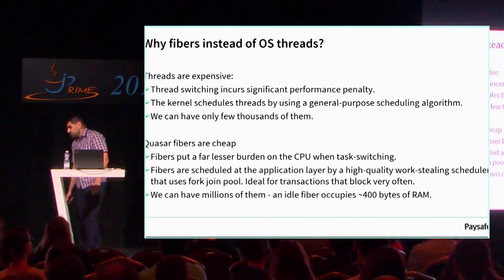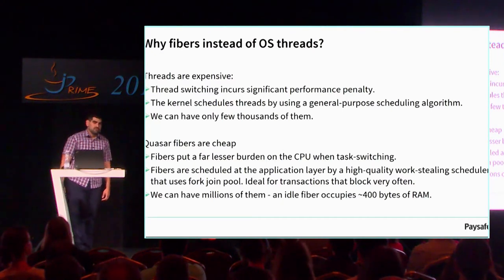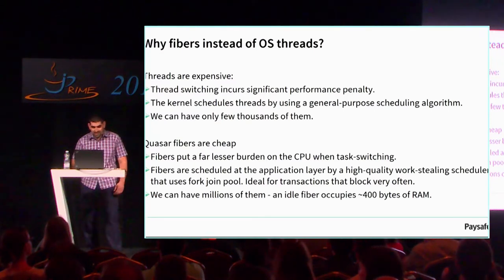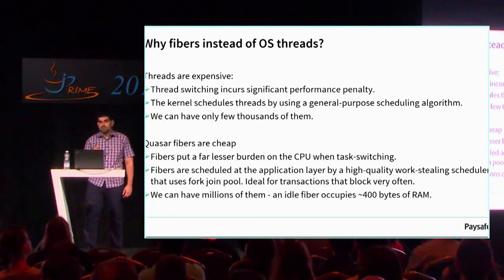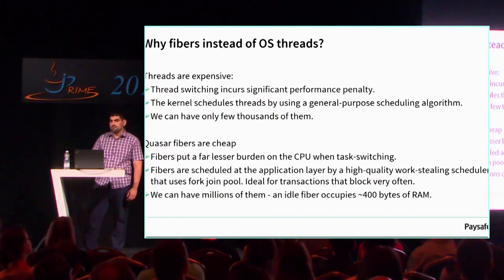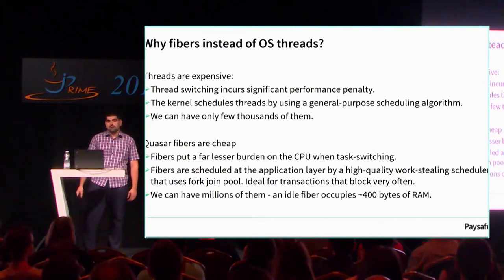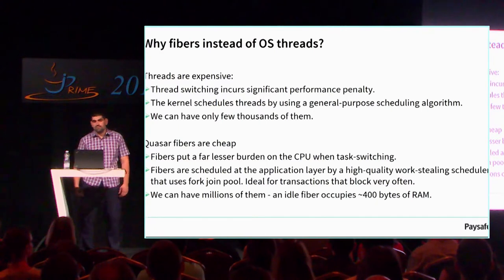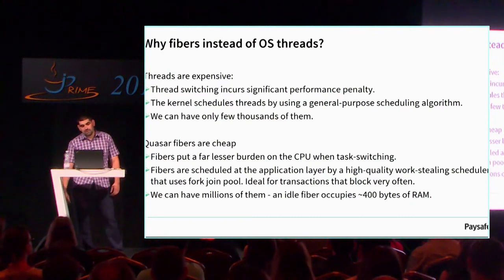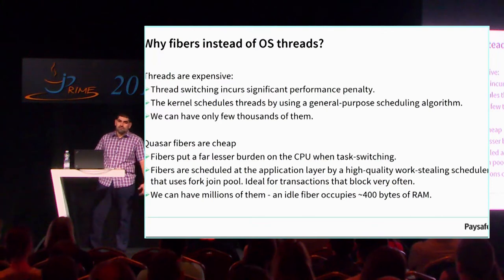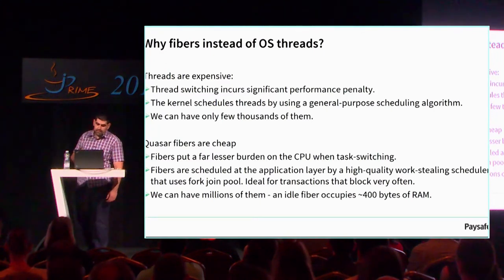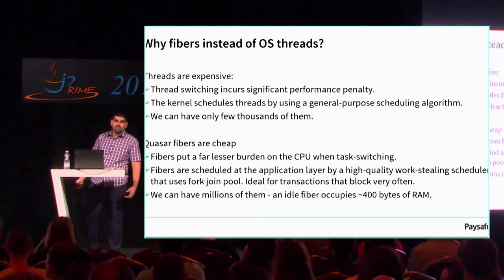On the contrary, fibers are very cheap. Actually, there is almost no penalty for task switching when you use fibers. And you'll understand why at the end of this demo. At least this is what I hope. And furthermore, fibers are scheduled, not by a general purpose scheduler, but by a fork join thread pool scheduler that implements a very efficient work stealing algorithm. This is our well-known fork join scheduler that we even have in Java 8. And this scheduler is very good for application transactions. This is the default implementation. It could be changed anytime. You can even write your own scheduler. And one more thing. The guys from Parallel Universe say that one fiber occupies only 400 bytes of memory, so we can have millions of them.